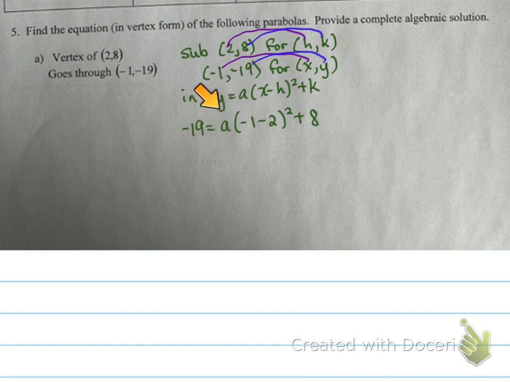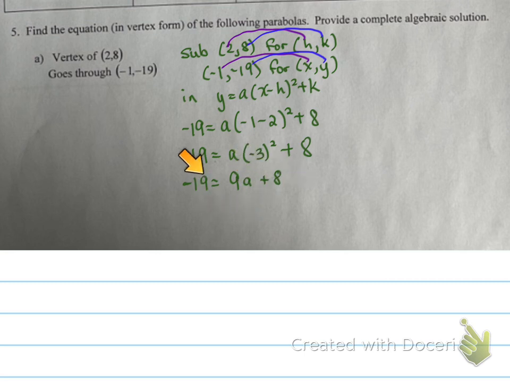What am I missing? The a value. We need to find that a value. How are we going to do that? Well, we need to do this in parts. -1 minus 2, all squared, is the part that I need to find out first. -1 minus 2 is -3. All squared is 9. So -19 is equal to 9a plus 8. This is -3 squared, which is -3 times -3. That's 9 times a plus 8.